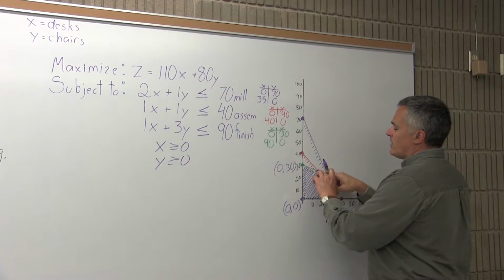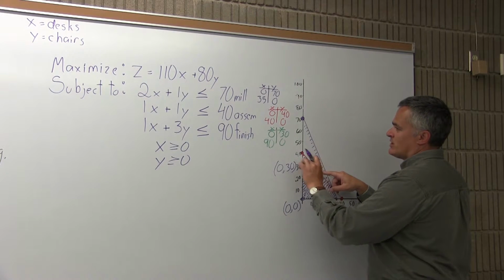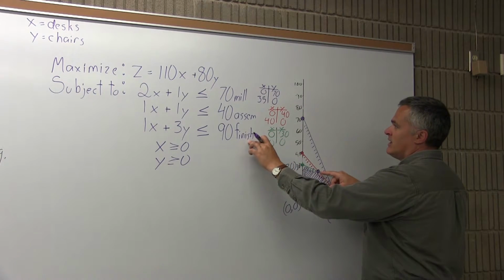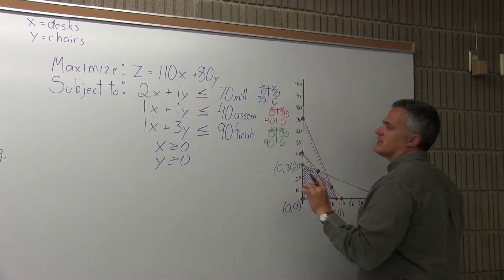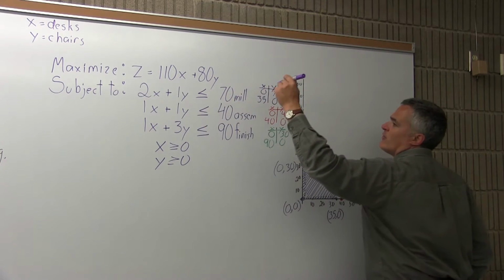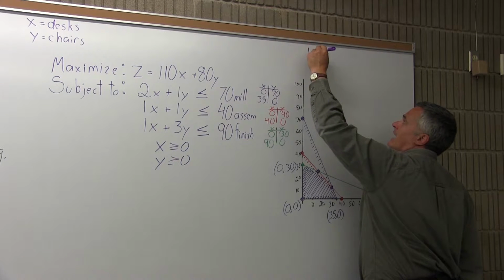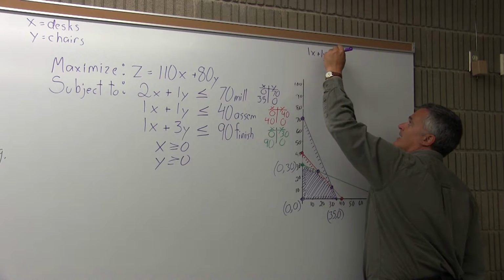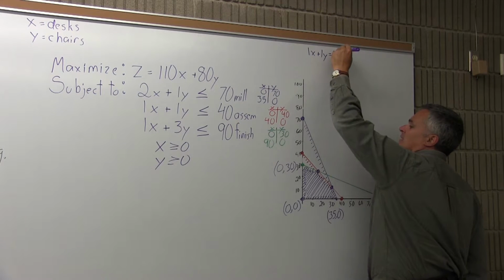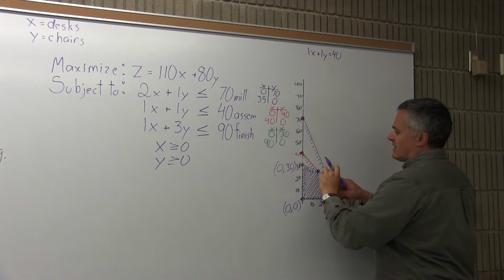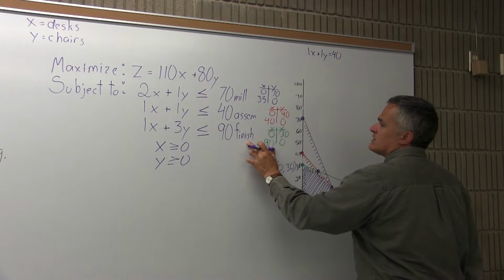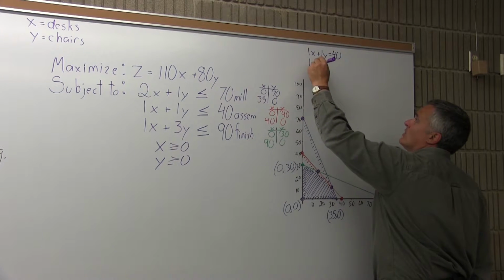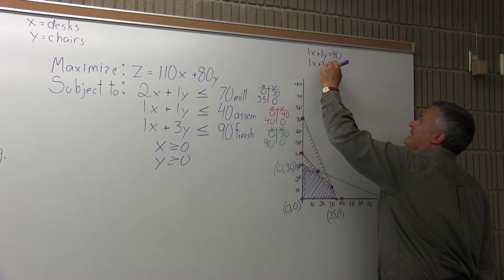So one of the points that I have is the point where the green line and red line intersect with each other. The green line was the finishing constraint, the red line was the assembly constraint. So let me start by writing those constraints as equations. I'll have one of them that is 1x plus 1y is equal to 40. That's the red line that's coming in for a point of intersection. And the green line is 1x plus 3y equals 90.